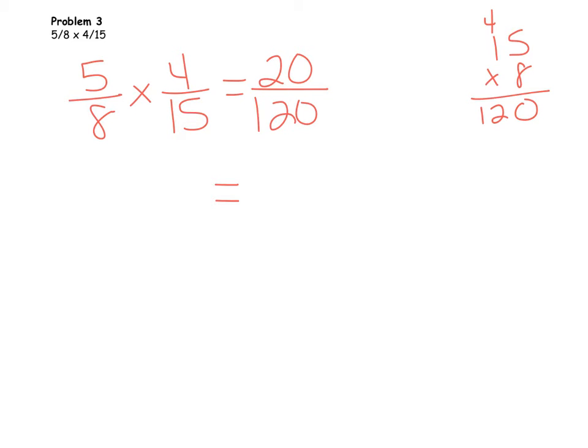I can definitely simplify because I guarantee 20 can go into 120. So 20 divided by 20 is 1. 120 divided by 20. Well, let's count by 20s. 20, 40, 60, 80, 100, 120. So that was 6 times. So 5/8 times 4/15 is 1/6. Make sure you showed your work.